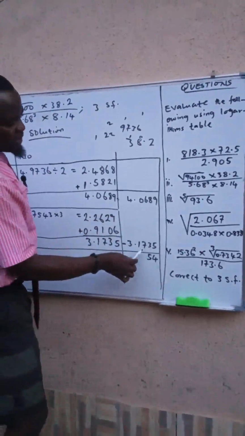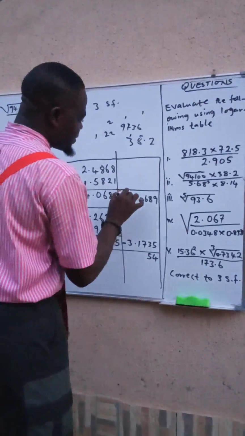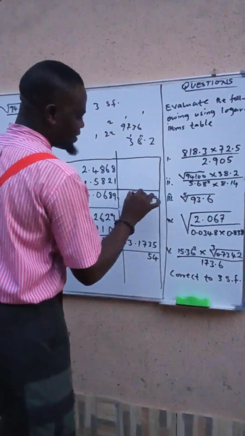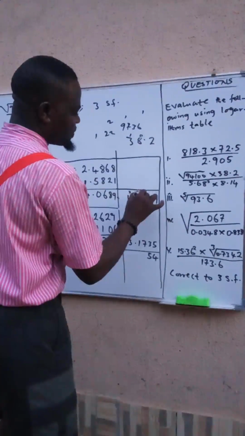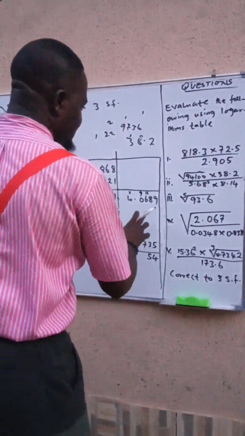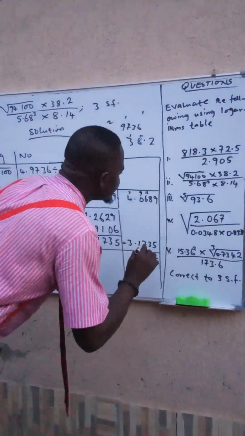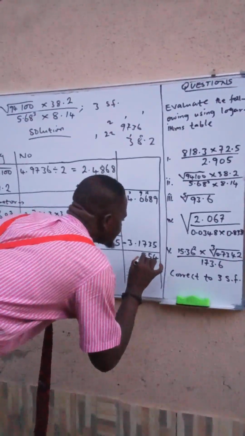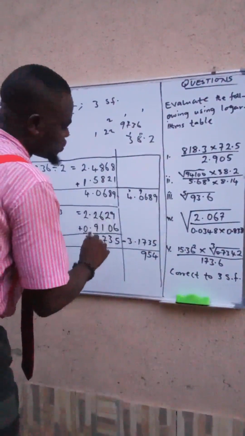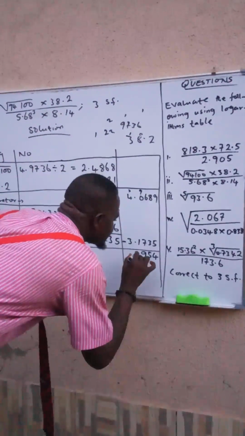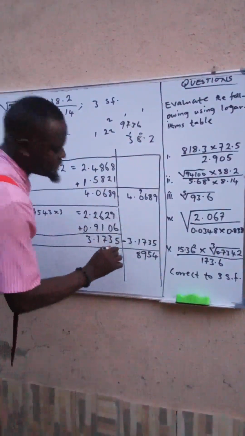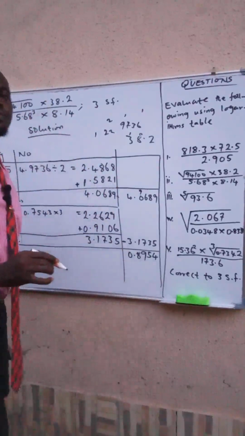Now 6 minus 7 is not possible, so I have to reduce this one to 3. This one becomes 10. If I carry 1, it becomes 9. So this one becomes 16. So 16 minus 7 is 9. So 9 minus 1 is 8. This one remains 3. 3 minus 3 is 0.